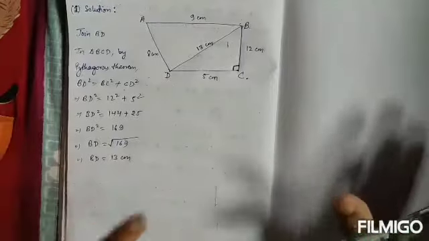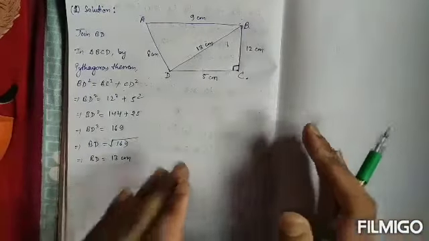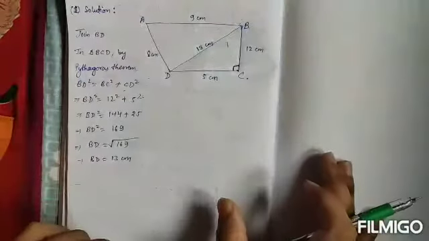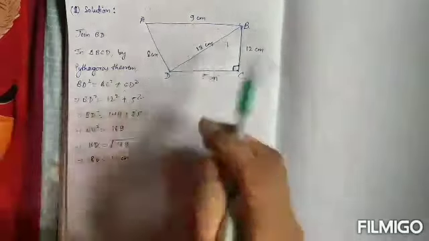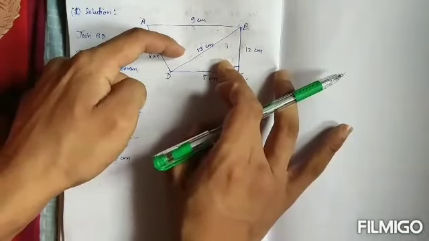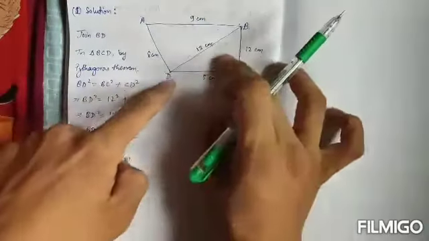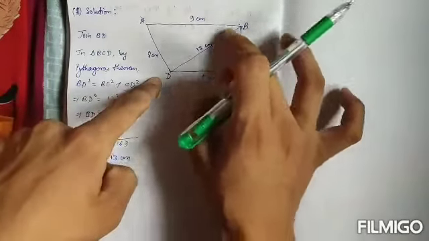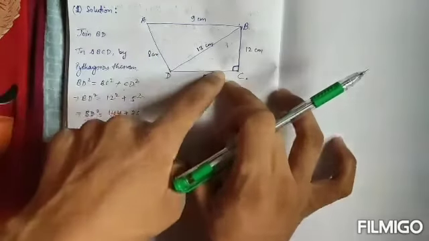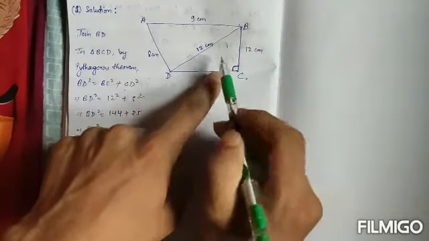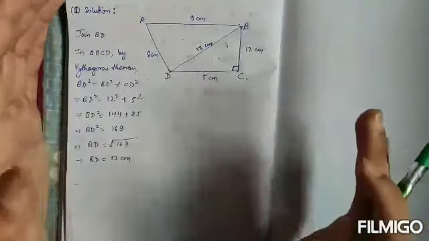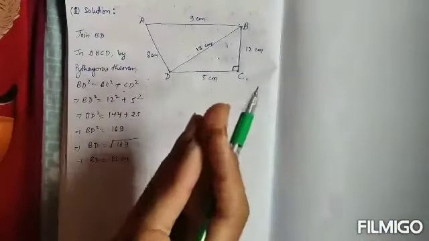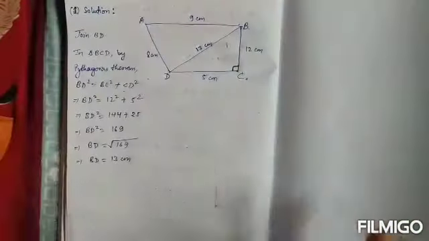Okay, so now why I tried to find BD? Because now this BD is separating this whole quadrilateral ABCD into two parts, isn't it? So now I can find the area of this triangle, because this BD is separating this quadrilateral into two triangles. Now what I will do is first find the area of this triangle and then area of this triangle. After that, if I add the area of these two triangles, then I will get the area of the whole quadrilateral, isn't it? So that is what I am going to do now.